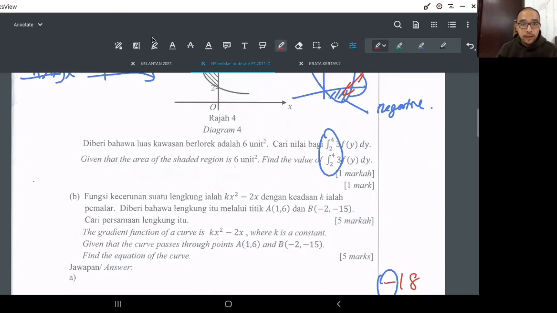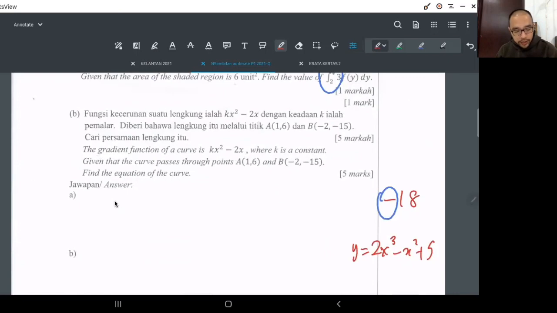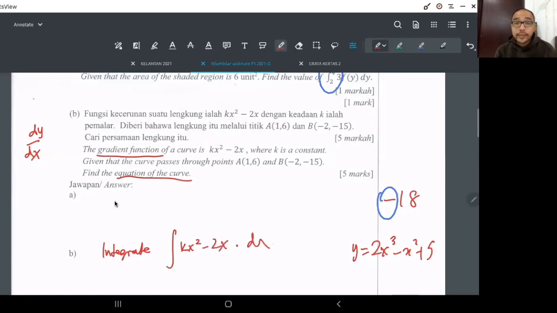All right, the gradient function. The gradient function of a curve, remember, is dy/dx. Sometimes the questions won't be so explicit. They won't tell you, oh, dy/dx is kx squared minus 2x. No, no, no. They will say it as the gradient function. And if you have to find the equation of the curve, the thing you need to do is integrate kx squared minus 2x with respect to x, and find the constant. And then, of course, they give you this: when a equals 1 and 6, and b equals -2 and 15.